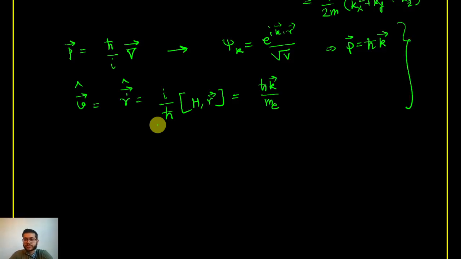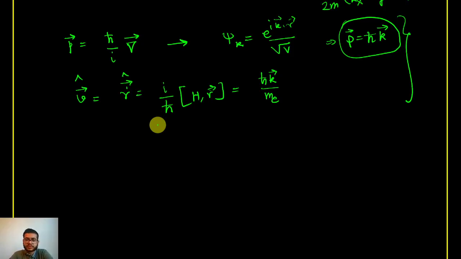These are just two side notes which may or may not be useful in the future, but this is more useful. This is often called the relation between momentum, electronic momentum, and the k vector, right? So this is important.